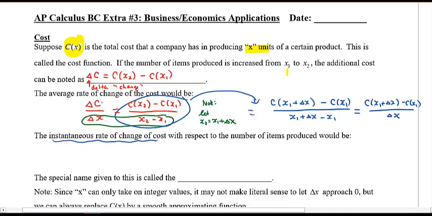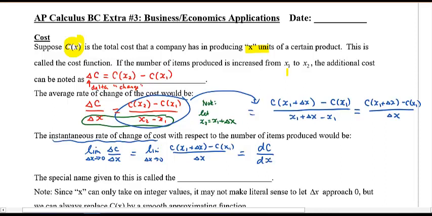Remember that was the average rate of change. The instantaneous rate of change is just the limit as delta X approaches 0 of the change in C divided by the change in X, which is the limit as delta X approaches 0 of the lovely expression I just wrote above. I hope you recognize this as the definition of the derivative. So I'll say this is the derivative of C, dC over dx. And in business, there's a special name given to this expression. It's called the marginal cost.